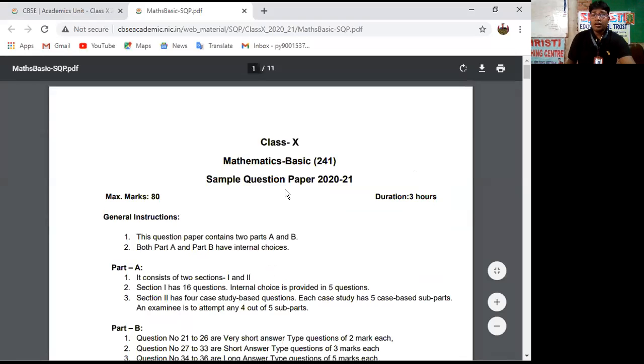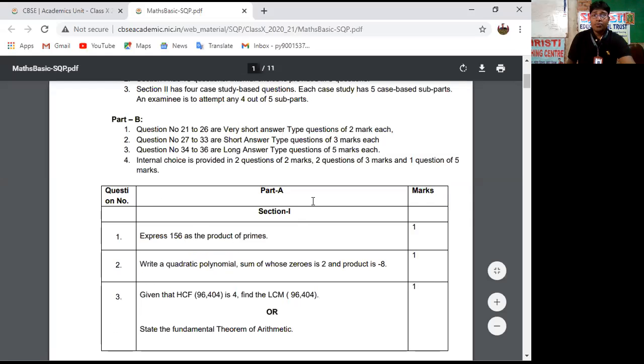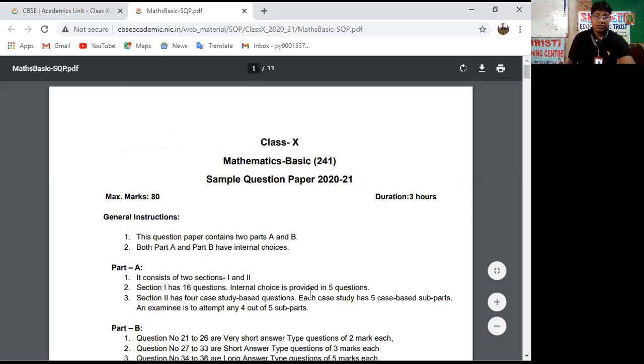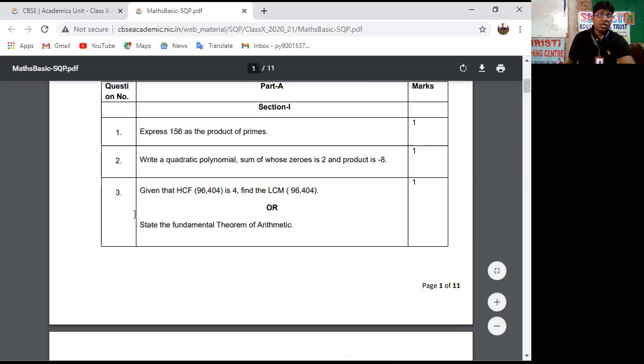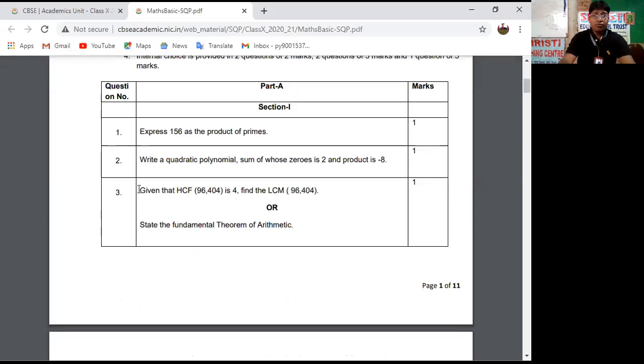This is the sample question paper 2020-21 of basic mathematics. You can see here question number 3. Let's solve question number 3 first. What is given in the question? Given that the HCF of 96 and 404 is 4. Find the LCM of 96 and 404. It is a single mark question, but you have to apply the approach.